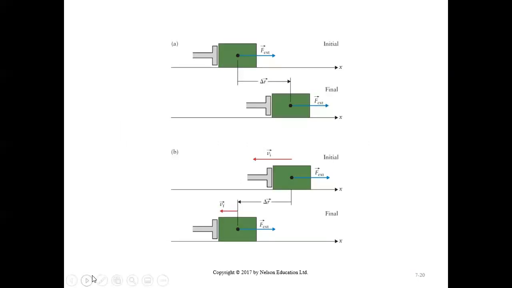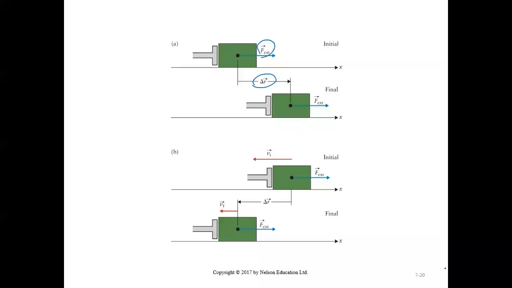Okay, let's look at this. So here you are pushing an object with a force to the right, and the object has a displacement also to the right. So the angle between them is 0. Cosine 0 is 1. Then you got positive work.